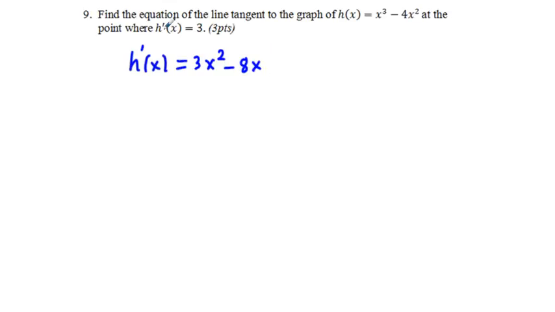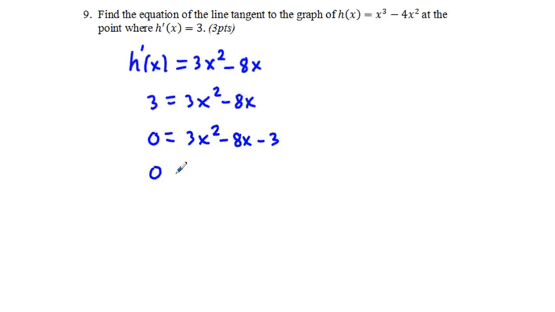And we're going to find where h prime of x equals 3. So we replace h prime of x with 3. We have 3 equals 3x squared minus 8x. And then to solve by factoring, you subtract 3 from both sides of this equation. We have 0 equals 3x squared minus 8x minus 3.